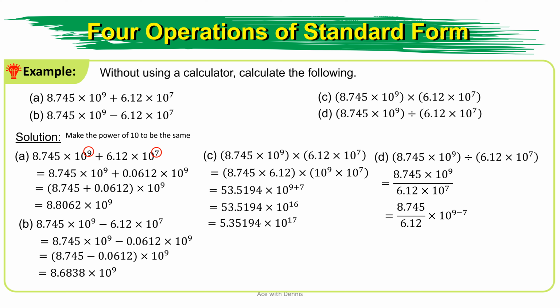So number divided with the number, and for the power of 10, we can just do the operation of minus since it is a division. So 8.745 divided by 6.12, we get 1.428. And 10 to the power of 9 minus 7, we get 10 squared. And the answer is already in standard form, so we don't have to do anything here.